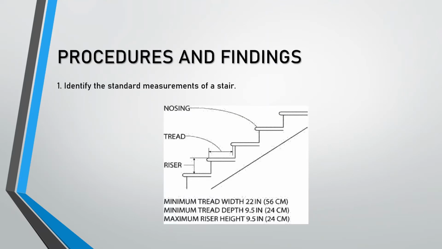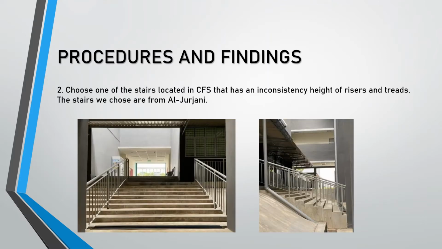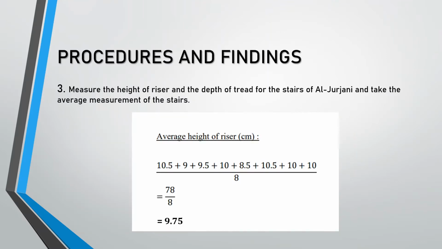Alright, so the procedures and findings. Firstly is to identify the standard measurements of a stair. As you can see, the picture shows the minimum tread width, which is 56 centimeters, the minimum tread depth, which is 24 centimeters, and maximum riser height, which is also 24 centimeters. Secondly, we chose one stairs located in CFS that has an inconsistency height of risers and treads. The stairs we chose are from Arjujani because the inconsistency height of risers are quite obvious.